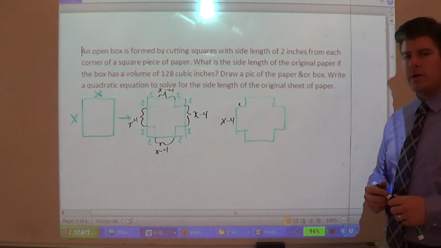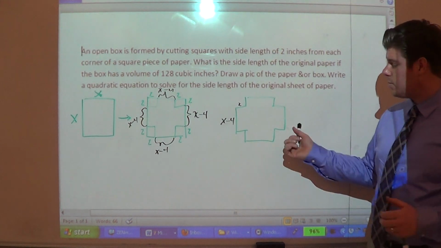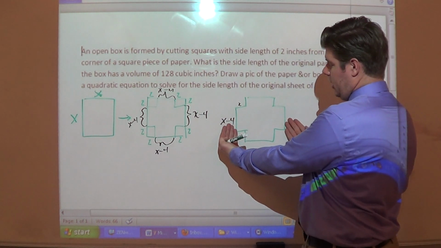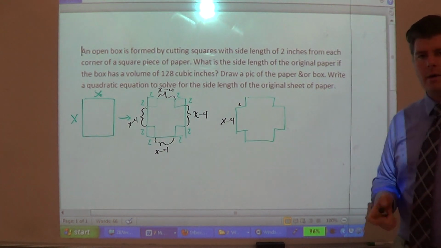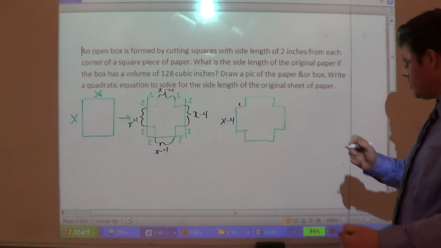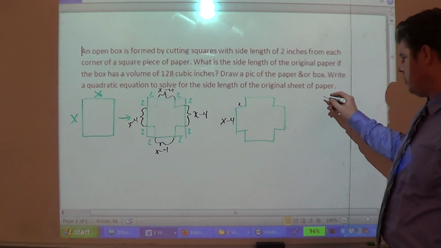The last thing I'm going to do is draw in my three-dimensional box, because now I can take this, and what it's saying is if I fold it up, I will create a box. So here we go. Let's make that box. So here's my three-dimensional box.